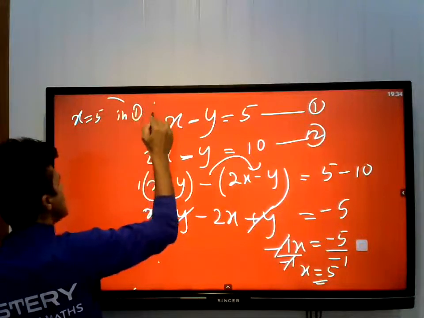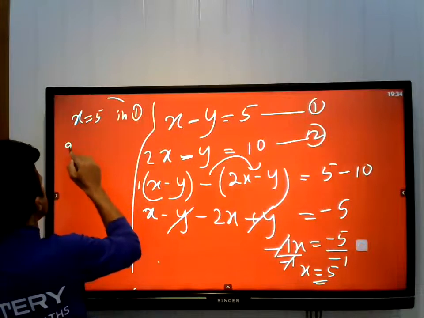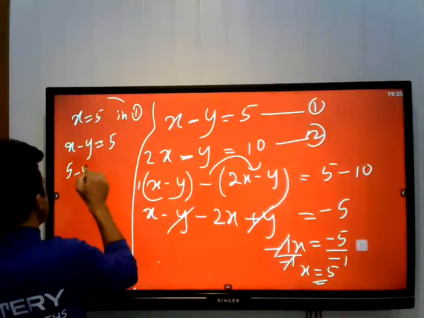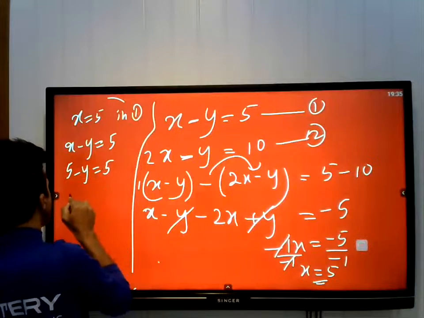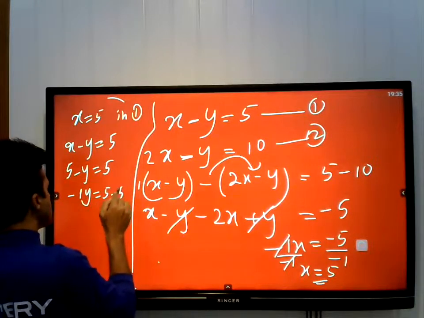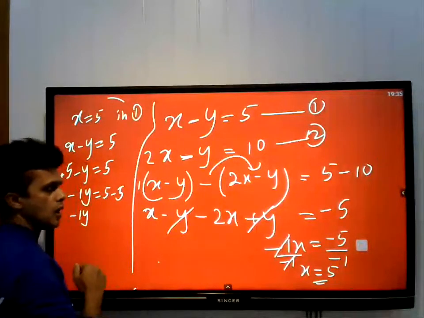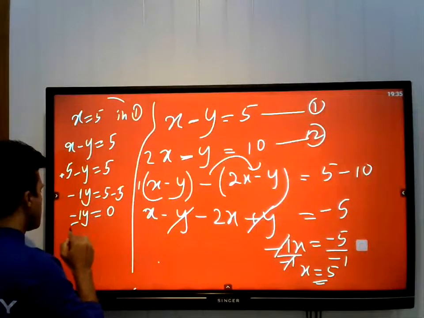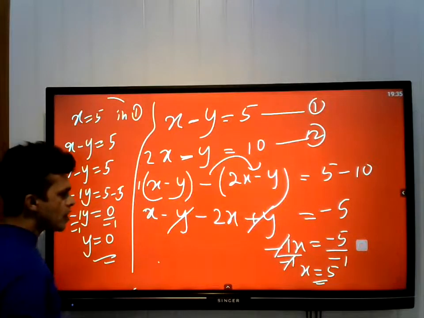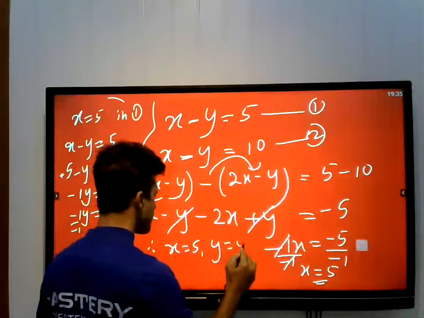We could substitute in the first equation. x minus y equals 5, with x equals 5: 5 minus y equals 5. So minus y equals 5 minus 5, which is 0. So minus y equals 0, divided by minus 1, so y equals 0. So here we found the values x equals 5 and y equals 0.